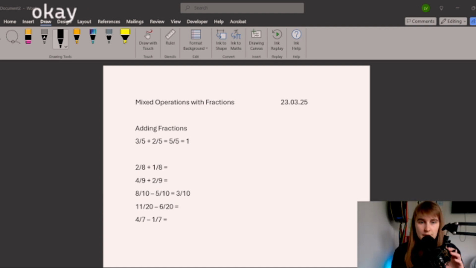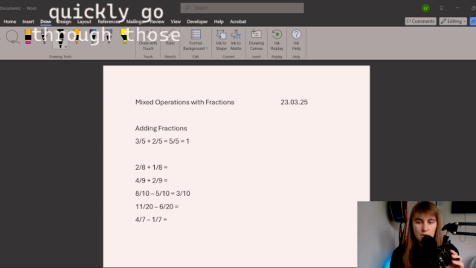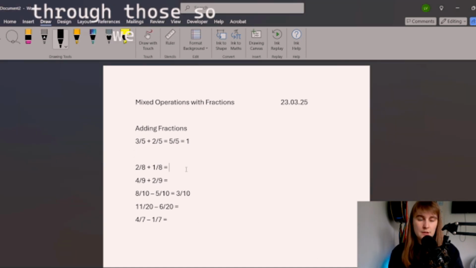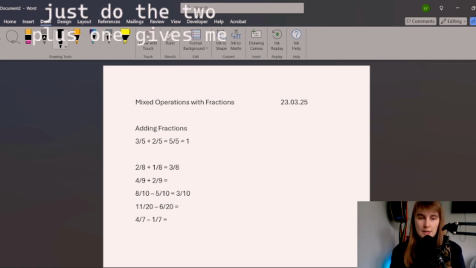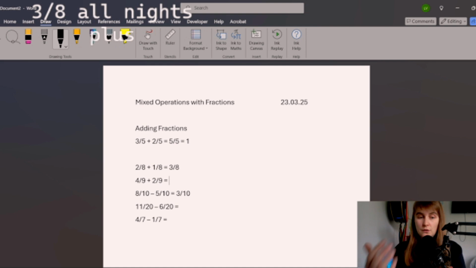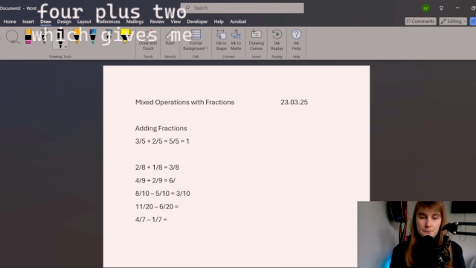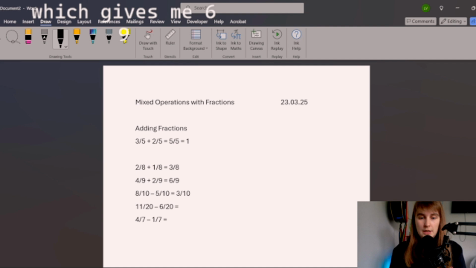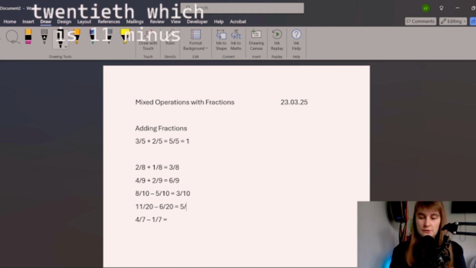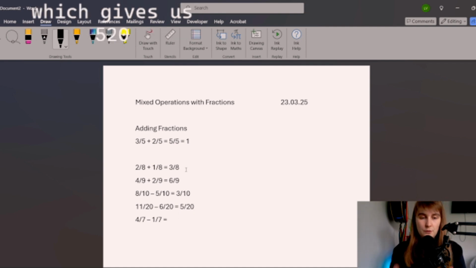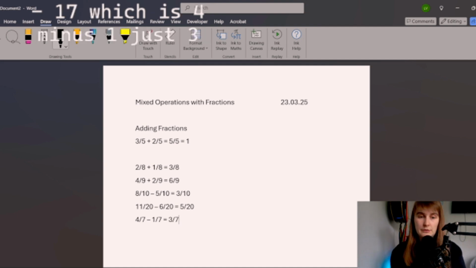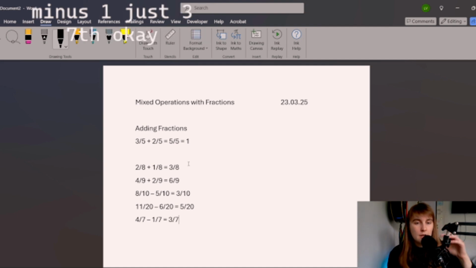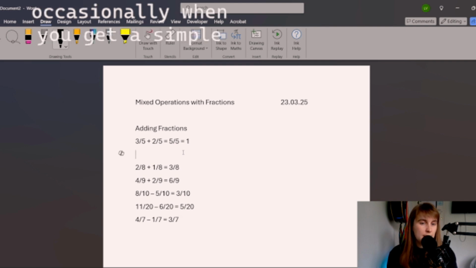Okay, so let's quickly go through those. So we had 2/8 plus 1/8. So I just do the 2 plus 1, which gives me 3/8. 4/9 plus 2/9. I just do the 4 plus 2, which gives me 6/9. 11/20 minus 6/20, which is 11 minus 6, which gives us 5/20. And then 4/7 minus 1/7, which is 4 minus 1, which is 3. So it's 3/7.